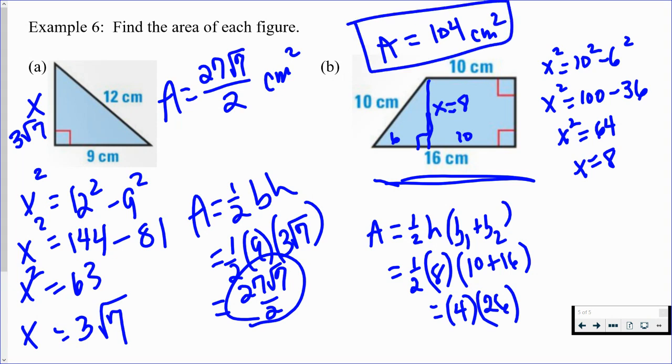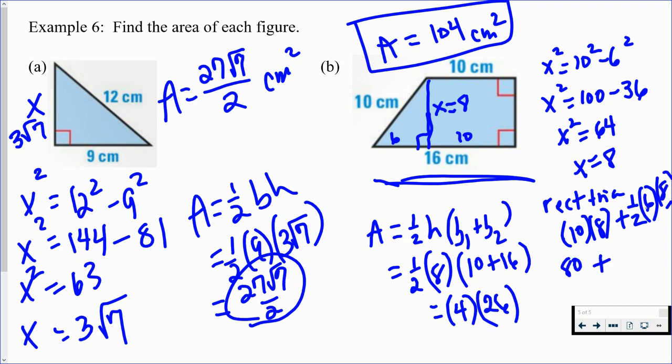Okay, and again, we could do the triangle plus the rectangle. I'll go ahead and do that really quick just to make sure you see that we can get the same thing. Let's multiply the rectangle plus the triangle. The rectangle would be 10 times 8. So it's not a square, it's a rectangle. Plus the triangle, which would be 1/2 times base times height. The base of the triangle is 6, the height is 8. So 10 times 8 is 80. 1/2 times 6 is 3, times 8 is 24, and 80 plus 24 gives us 104. So either way, we get 104.